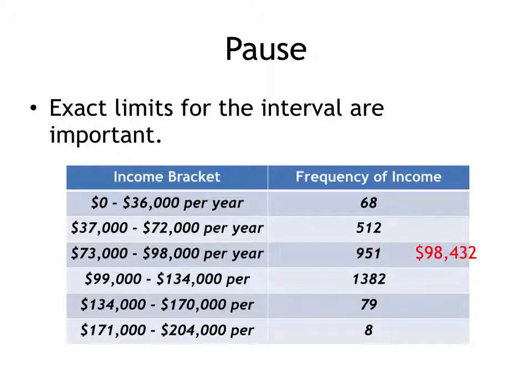You can see too why the exact limits are important. Let's pause a minute and think about this. If a student's parents make $98,432 per year, that is within the exact limits for the third group down.